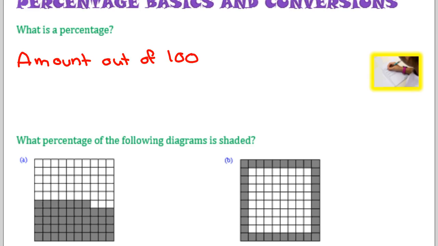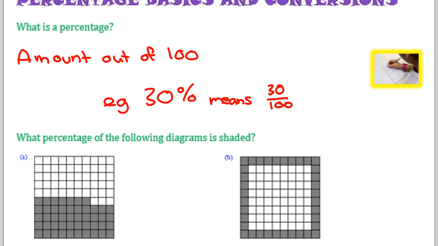Remember, we use little percent signs, e.g. 30% means 30 out of 100. So that's what percents mean. They mean values which are out of 100.